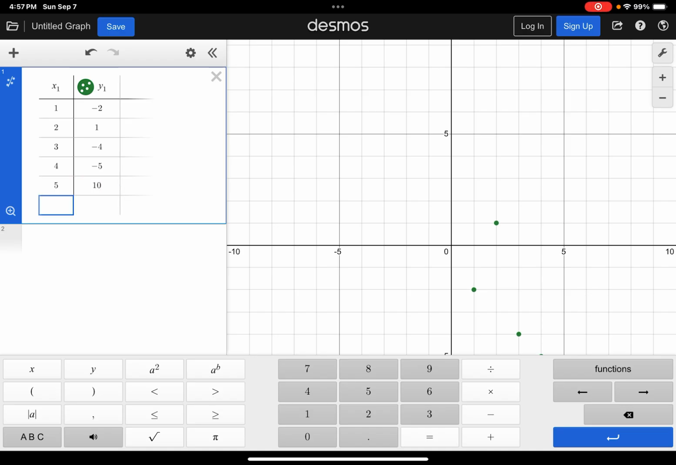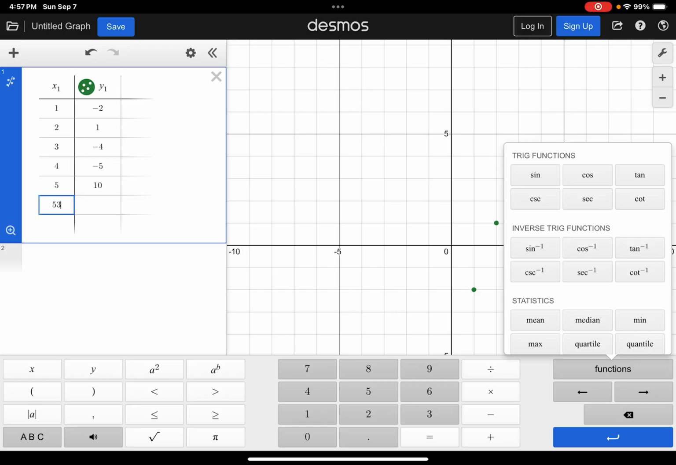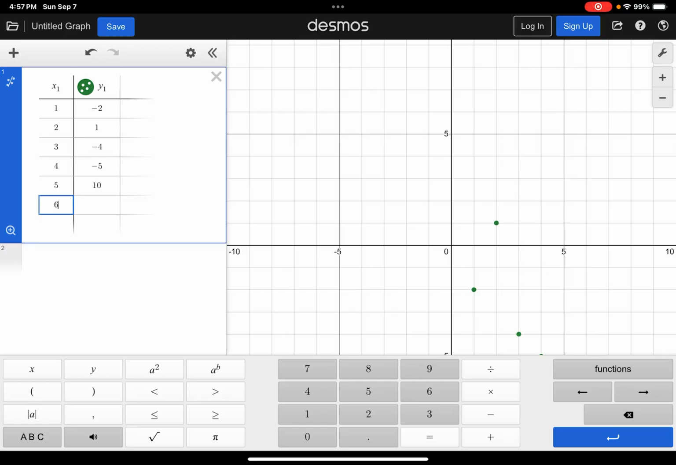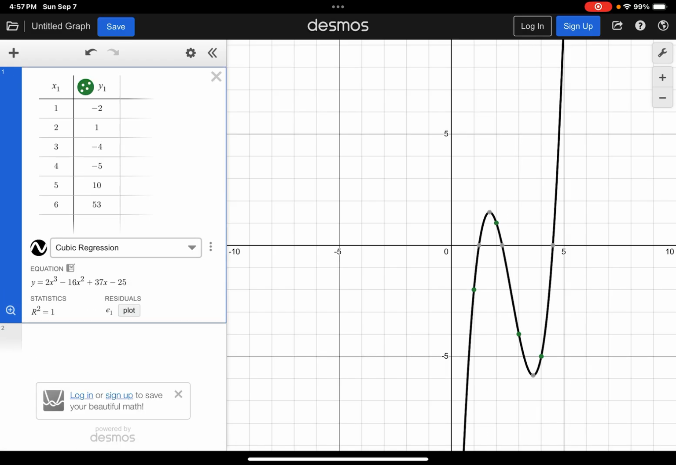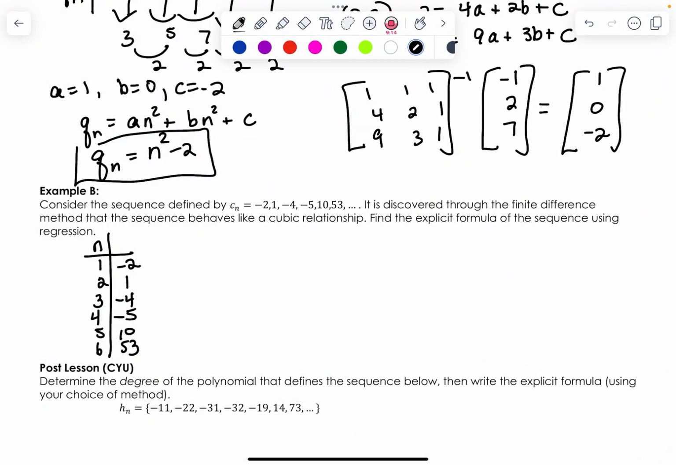Now, it did say in the problem that this was cubic. If you didn't know that, you would need to do the finite differences. All right, then what you're going to do is you're going to go back up to this top left button, and it says regression, and it says cubic. And then do you see the equation? Y equals 2x cubed minus 16x squared plus 37x minus 25. So it is fabulous that Desmos will do that.